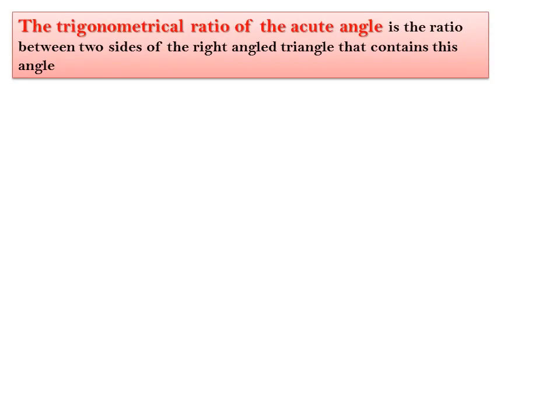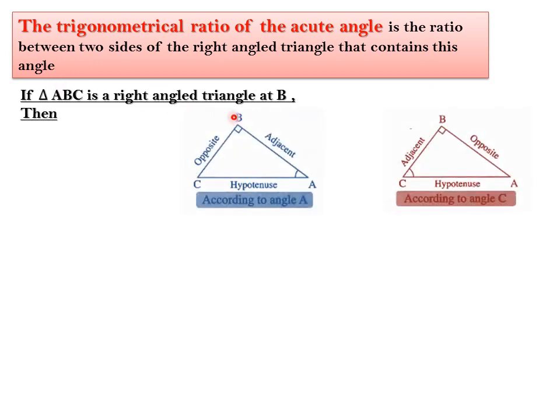The trigonometrical ratio of the acute angle is the ratio between two sides of the right angle triangle that contains the angle. It is the relation or ratio between two sides that contain this angle. Example: if we have triangle ABC, a right angle triangle at B, like this. We have two examples here, two triangles ABC, right angle triangle at B.